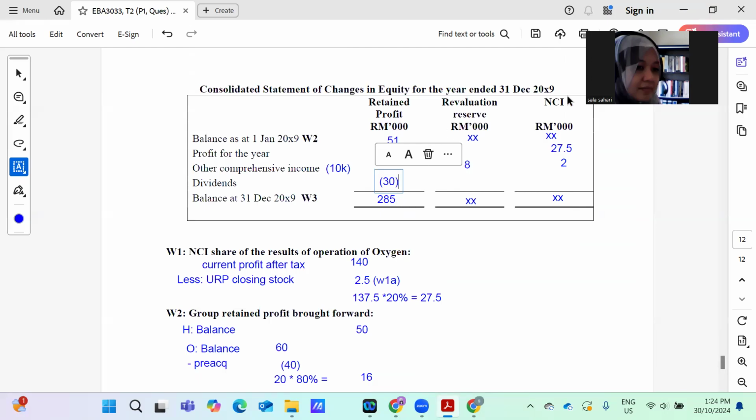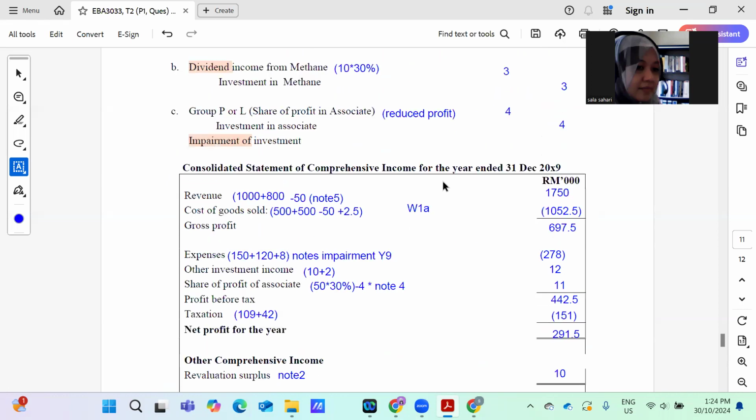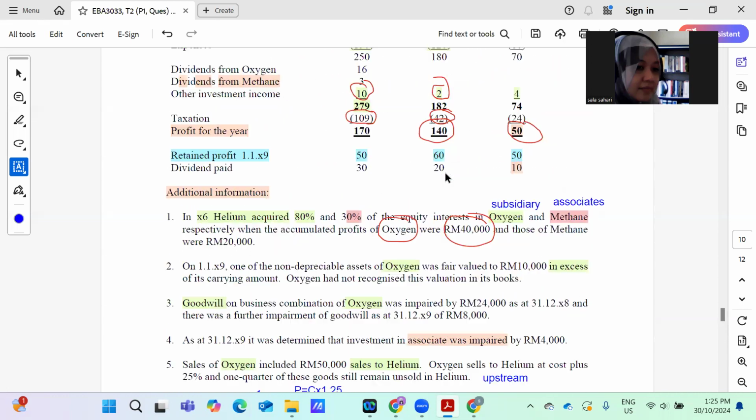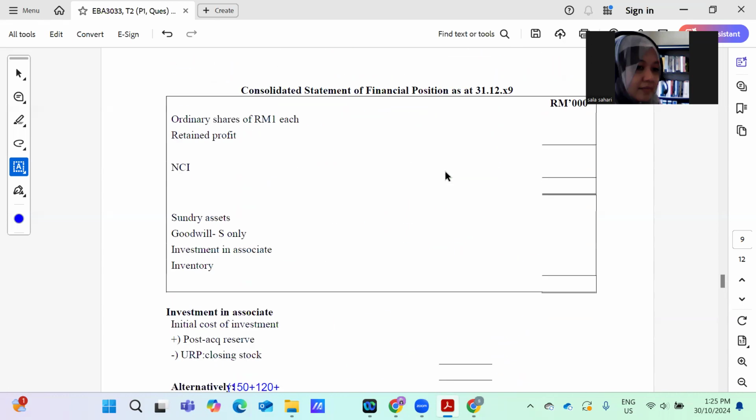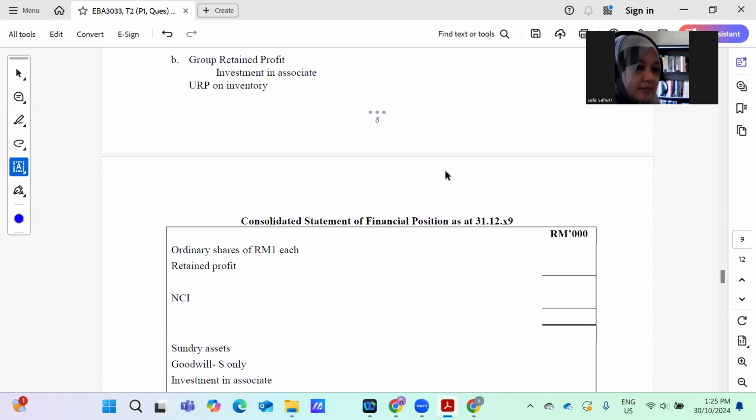All right. So make sure you try the extra question later. Similar example, but combination of statement of changes in equity, comprehensive income, and also we have example combination also with the consolidated statement of financial position. I think that's it. Thank you.